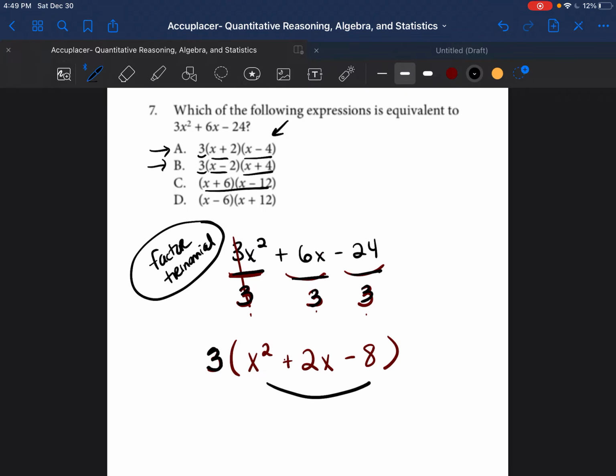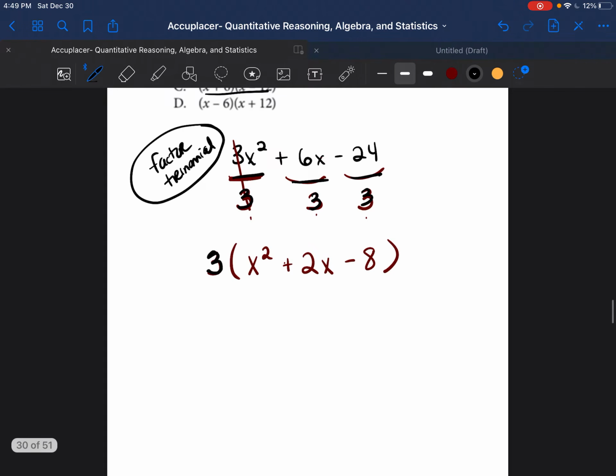But if you look at these answer choices, they are broken down even further. So let's go ahead and try to break down this trinomial on the inside. How do we go ahead and do that? So we're going to go ahead and bring down the 3 and make 2 parentheses. Now we're trying to break down x squared plus 2x minus 8. How do we do that? First, let's break down the x squared. The way we break down the x squared is by putting x and x.